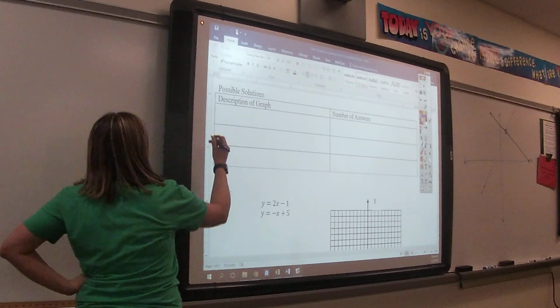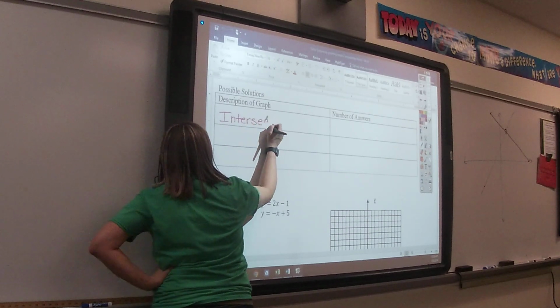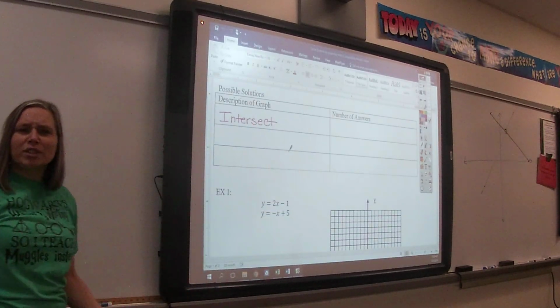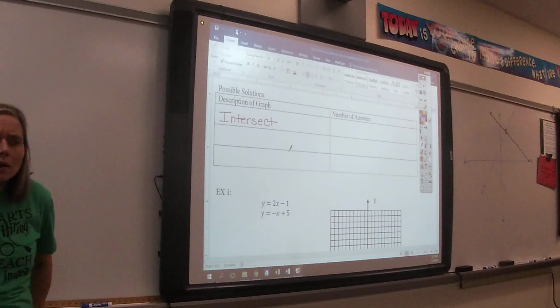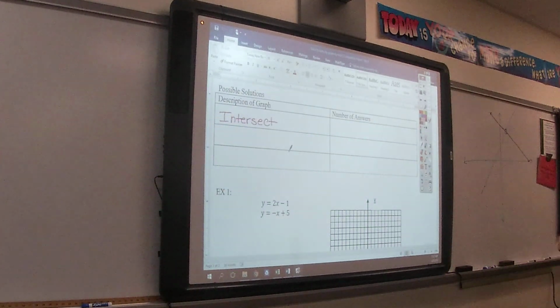Possibility number 1 is that we graph, and we get intersecting lines. Okay, the lines intersect. What does the word intersect mean? They cross. Right, they cross. I just want to make sure we are okay with that word. So these over here are intersecting lines because they cross.